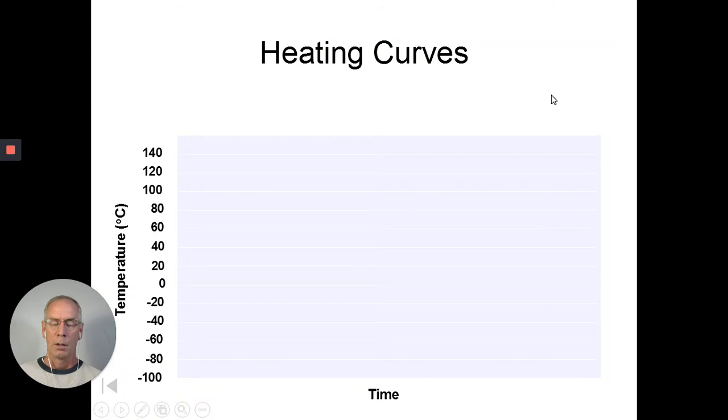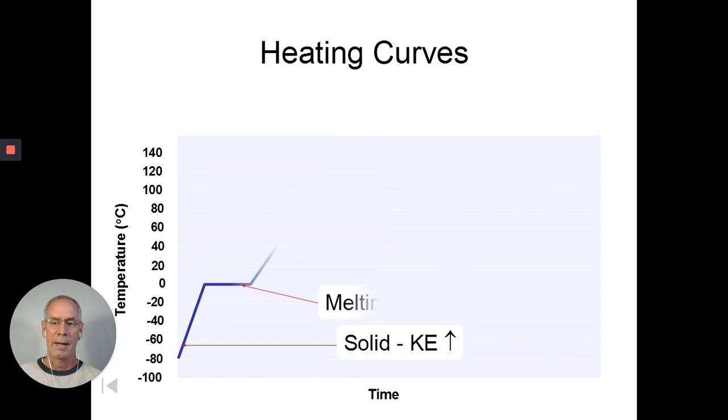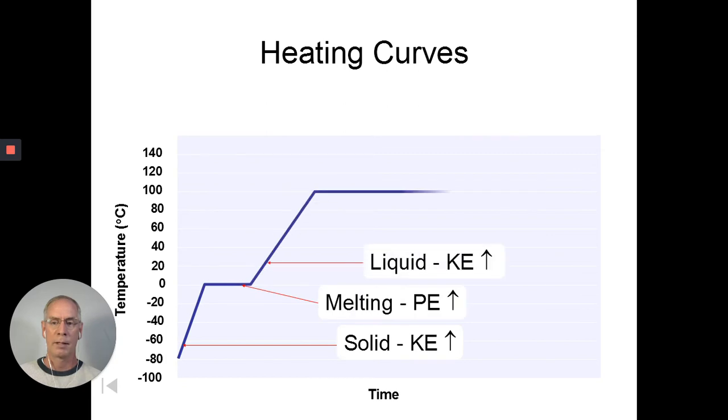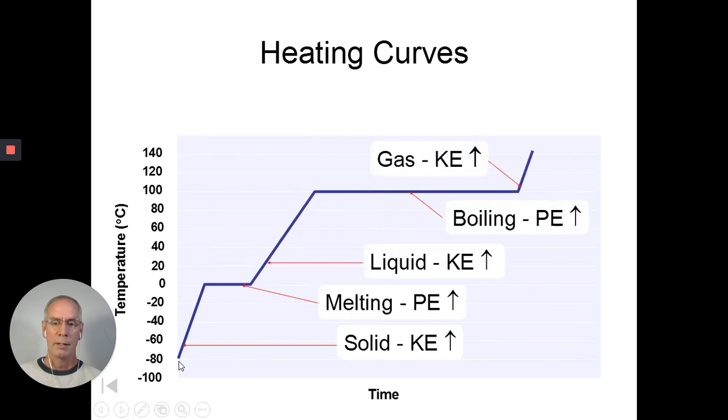So let's talk about if you heat up a substance like ice. So if I take a big chunk of ice and I put it in, let's say, a metal pan, I put it on the stove and turn it on, what's going to happen is it's going to look something like this. I'm going to get that very cold ice, and it's going to heat up, and as it warms up, it still remains a solid until we get to 0 degrees Celsius, the melting point of water.